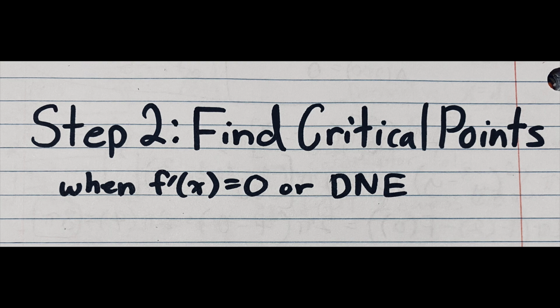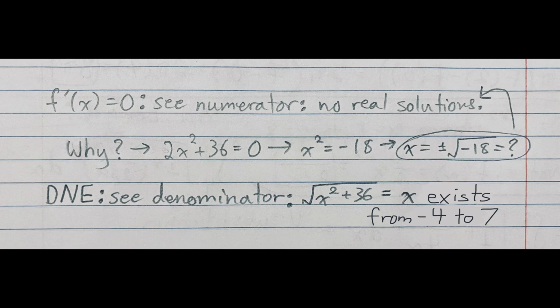And the critical points are when the first derivative is equal to 0 or it doesn't exist. So, looking at the numerator, we can find when the first derivative is equal to 0. And I found that there's no real solutions. So I did 2x squared plus 36 equals 0, solved for x, and I got x equals the square root of a negative number, which is imaginary. So there's no real solutions there.